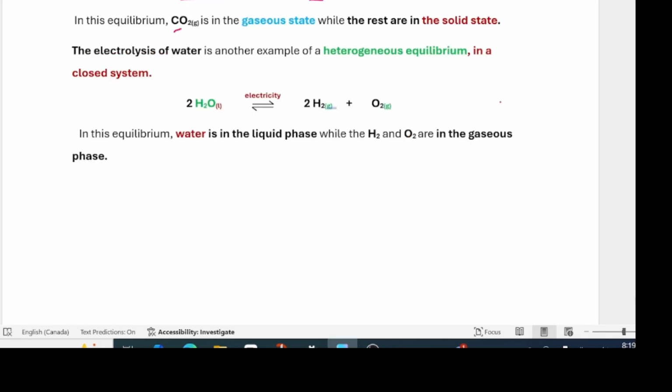The electrolysis of water is another example of a heterogeneous equilibrium in a closed system. And this equation here illustrates how water is being electrolyzed to give hydrogen and oxygen gases. Of course, water is a liquid, and that represents two different phases. As such, it is described as a heterogeneous equilibrium.